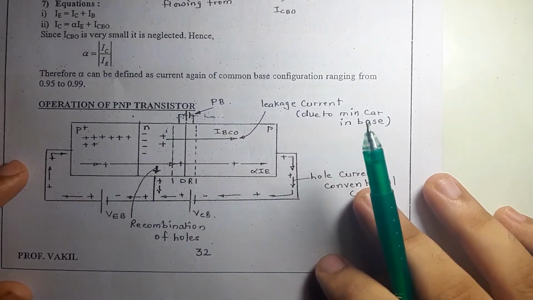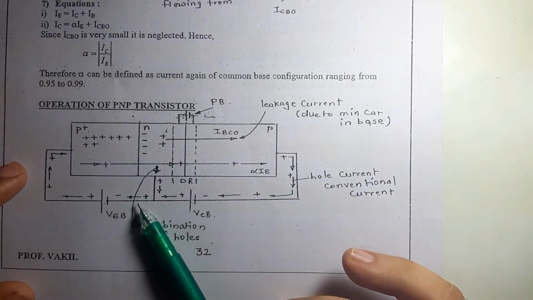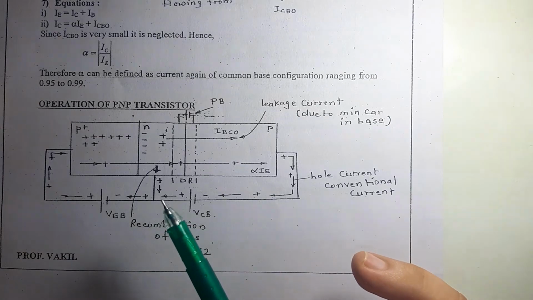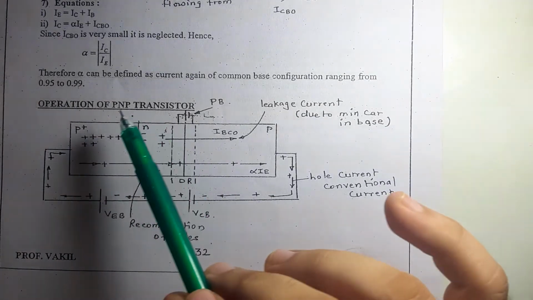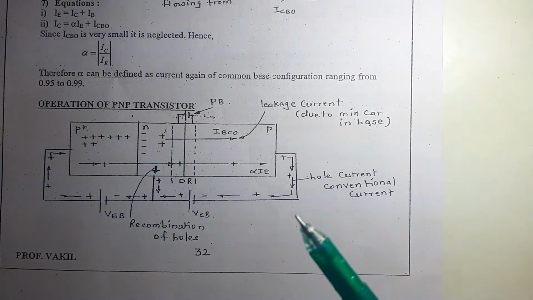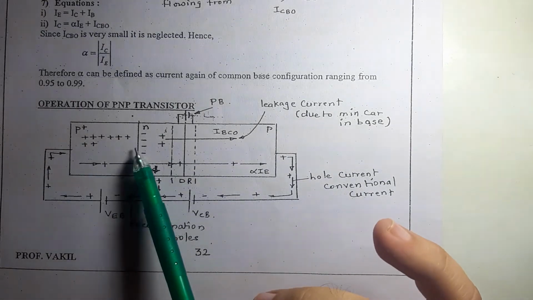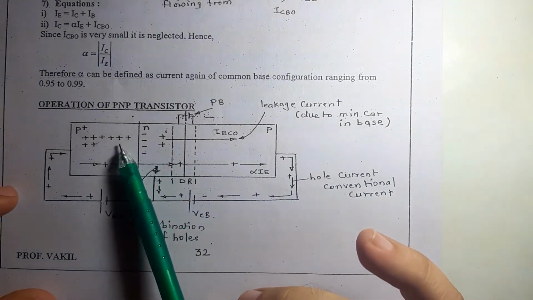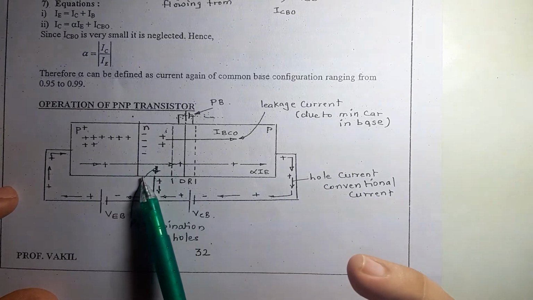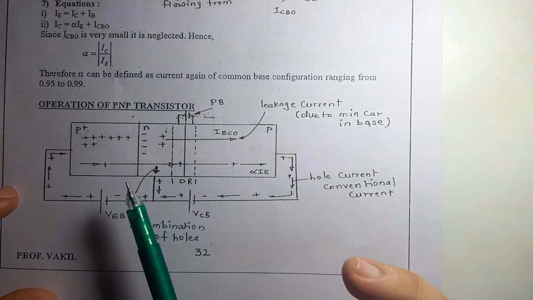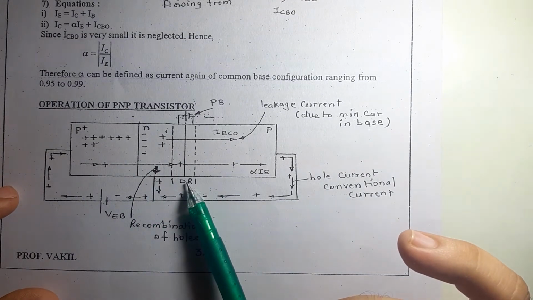Now over here the diagram of PNP transistor is being depicted. The diagram is very much simple in nature. It is just the reverse of whatever we just said: the PN junction over here will be forward biased, that is nothing but the junction JBE, and over here the junction JBC will be reverse biased.